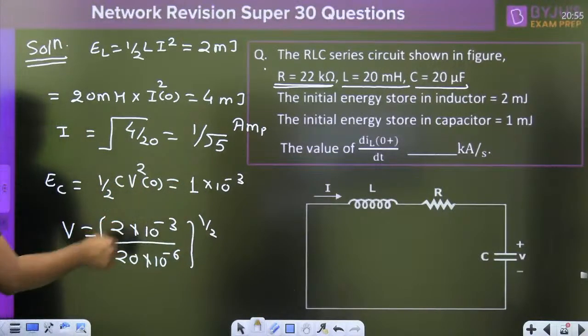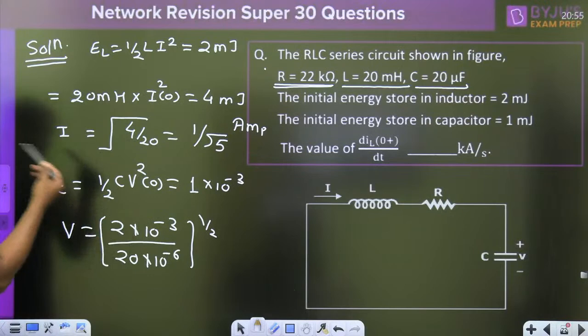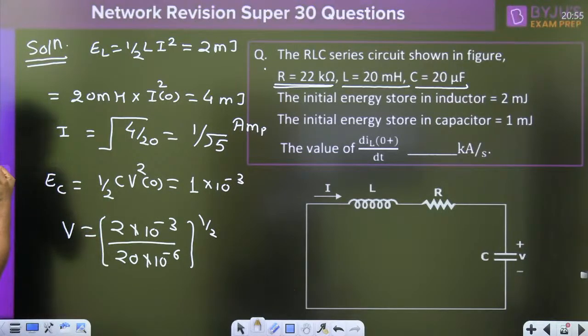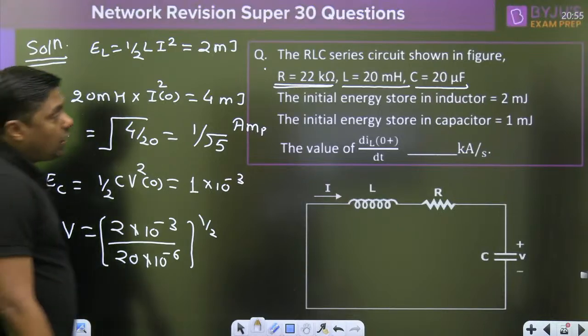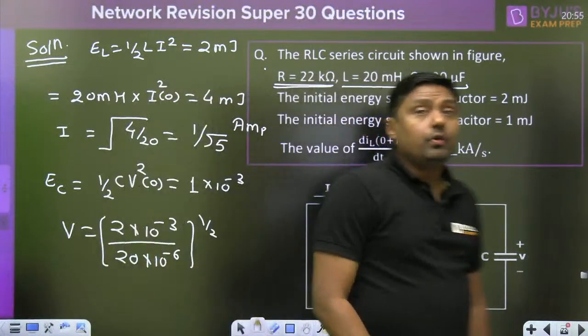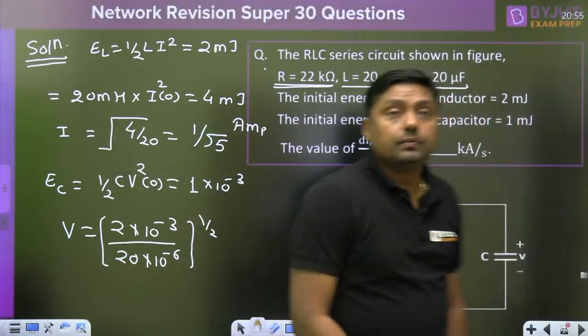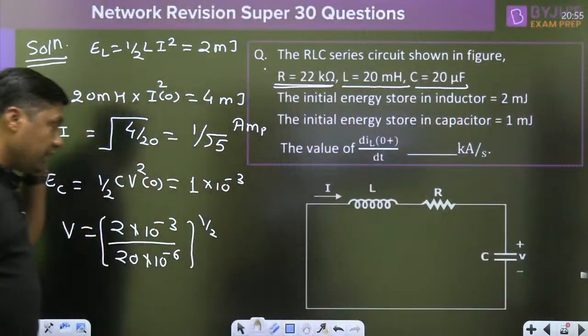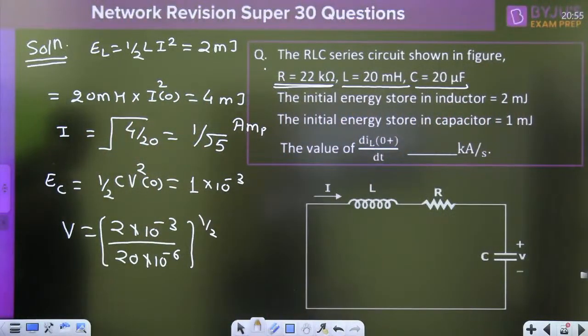This 2 is multiplied. Now this is the 2 10, this is cancelled, 1000. Please tell me what is the value of V, volt? Now you will find the value of V from this point. This is called the initial voltage across the capacitor.